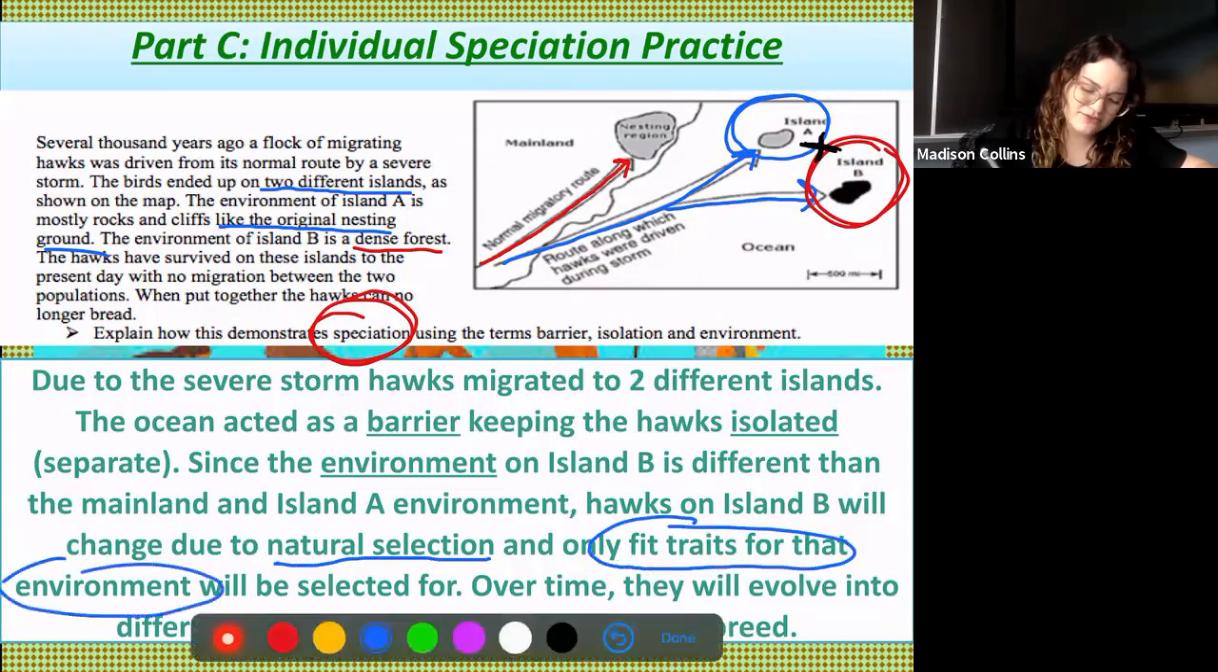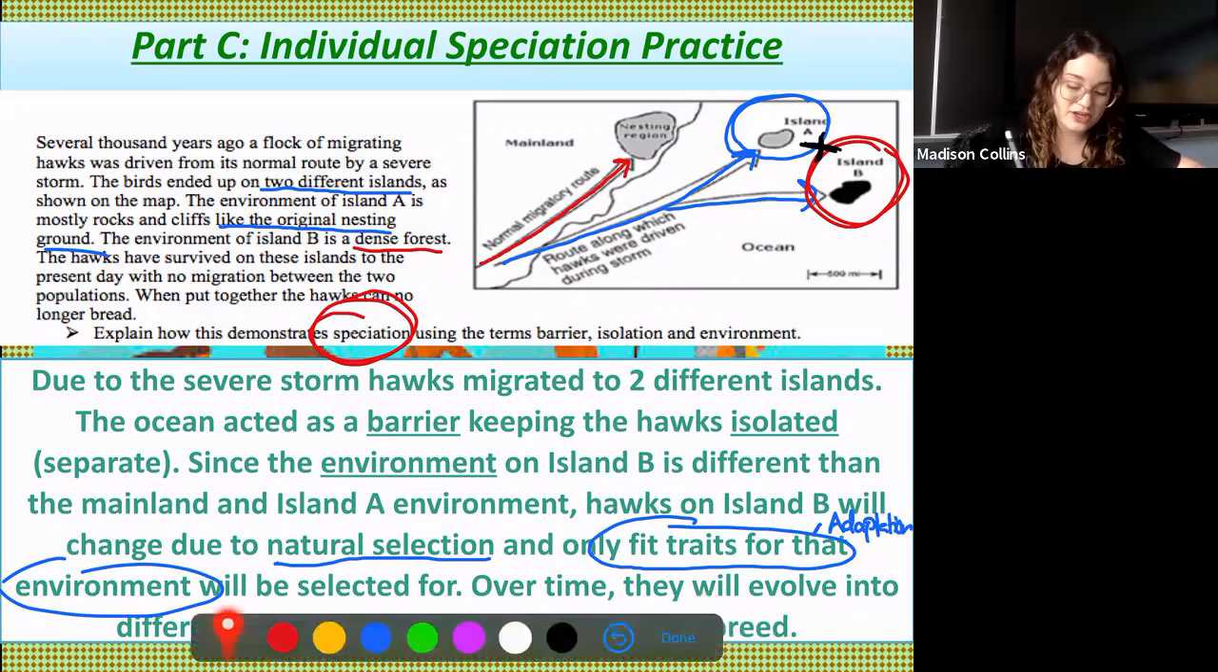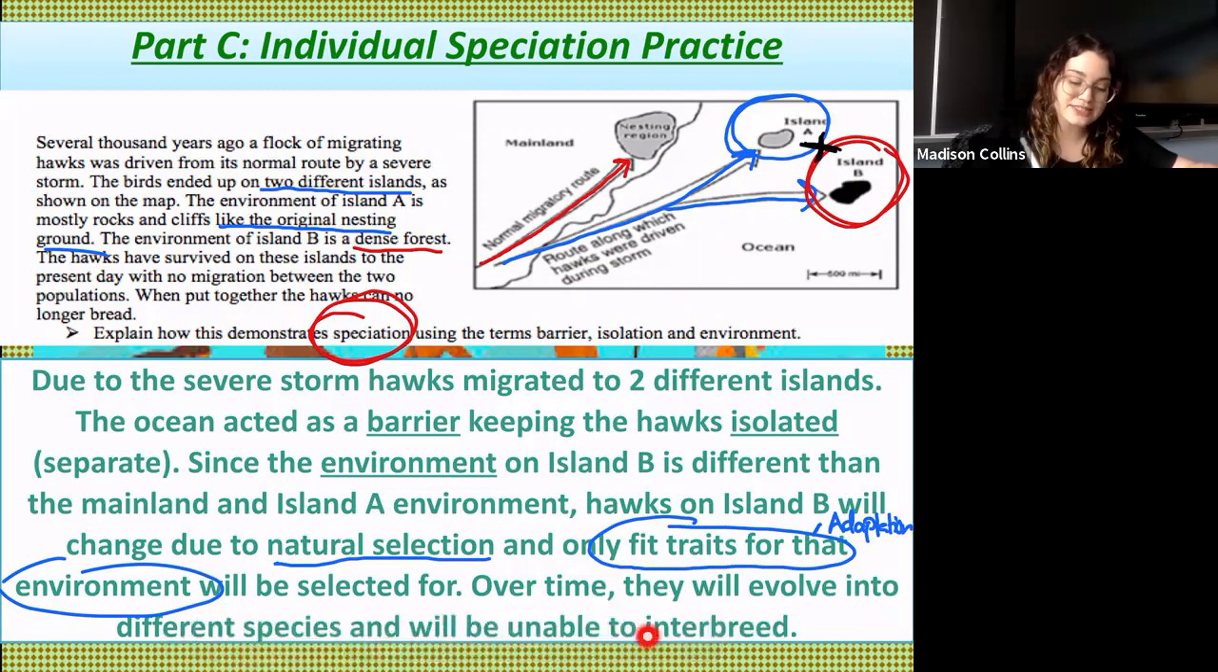Remember, what do we call those fit traits for the environment that help them survive and reproduce? Adaptations. Right? So only fit traits for that environment, or adaptations, will be selected for. Over time, this population of hawks will evolve into a completely different species and will be unable to interbreed.